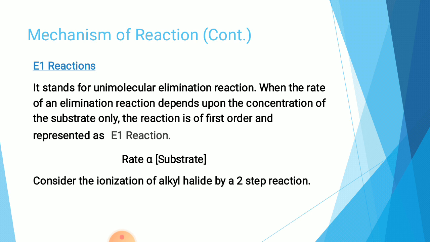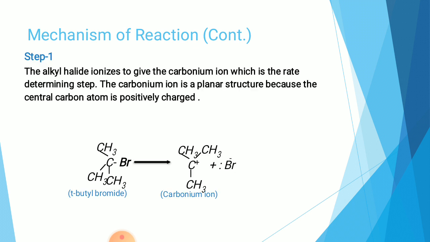So we can take here the example of ionization of alkyl halide by a two-step reaction. How that is, the ionization occurs by elimination reaction. So first we will discuss what happens in step 1. The alkyl halide ionizes to give the carbonium ion, which is the rate determining step.